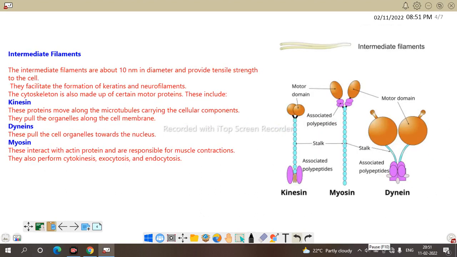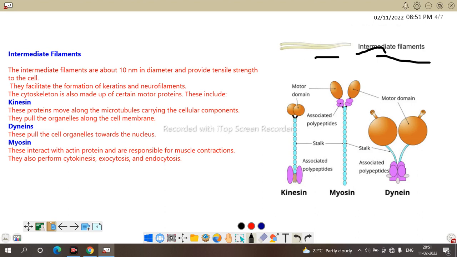Next part is intermediate filament. As the name says, it is intermediate in between microtubule and microfilament. Here is the intermediate filament. These are the intermediate filaments. It is about 10 nanometer in diameter and provides strength to the cell. They facilitate the formation of keratins and neurofilaments.